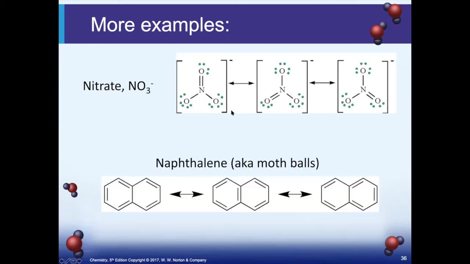Okay, and here's another example of a benzene-like molecule that has resonance structures, and this is naphthalene. If you can imagine the smell of mothballs, right? Mothballs are naphthalene. This is the compound that is responsible for that smell, and that keeps the moths out when you're storing your old clothes. Okay, so there's just more examples of resonance structures in compounds.